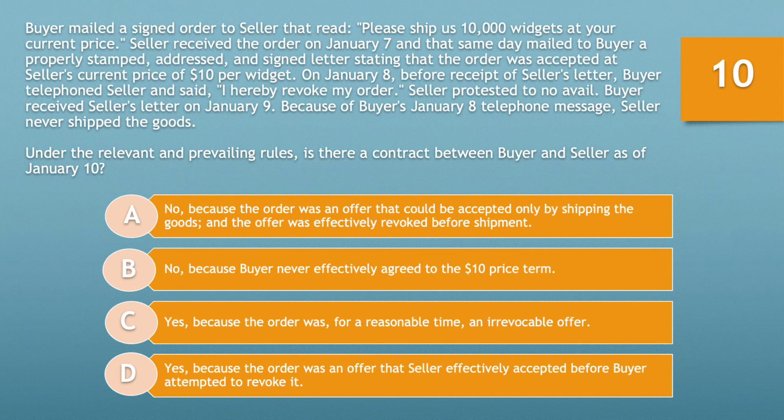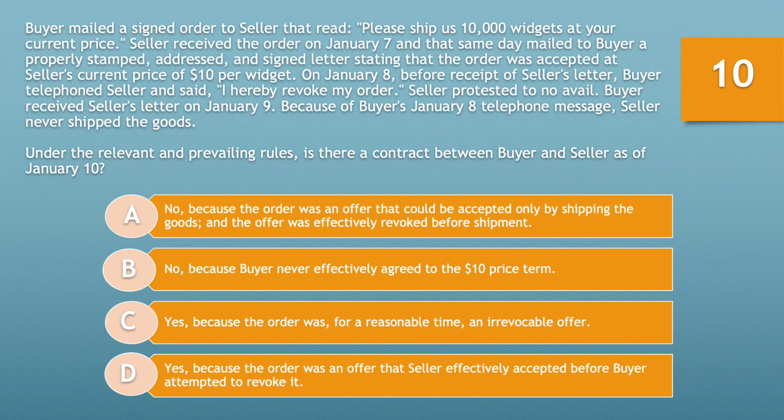And our final question of this grouping, question number 10. Buyer mailed a signed order to seller that read, "Please ship us 10,000 widgets at your current price." Seller received the order on January 7th, and that same day mailed to buyer a properly stamped, addressed, and signed letter stating that the order was accepted at seller's current price of $10 per widget. On January 8th, before receipt of seller's letter, buyer telephoned seller and said, "I hereby revoke my order." Seller protested, to no avail. Buyer received seller's letter on January 9th. Because of buyer's January 8th telephone message, seller never shipped the goods.